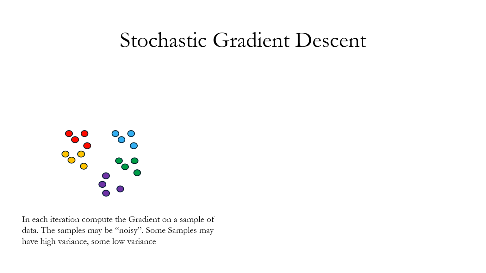Now, how would stochastic gradient descent work? This is somewhat of a visual perspective. At each iteration, we take a random sample. So that would be a second iteration, third iteration, fourth iteration, and a fifth iteration. At each iteration, we compute the gradient on the sample of the data. What's important to keep in mind is that these samples may be noisy. By noisy, I mean that they might have higher variance and some might have low variance.